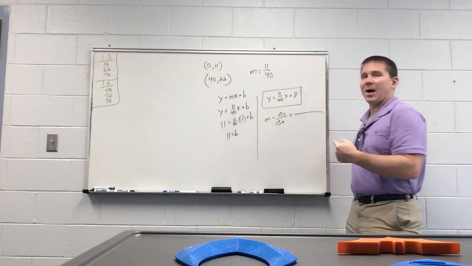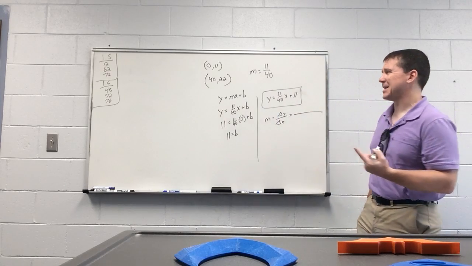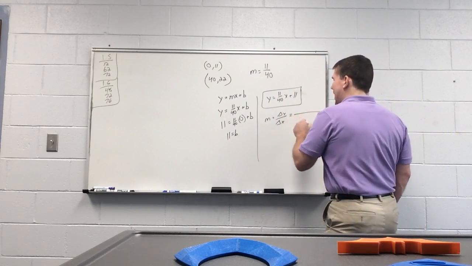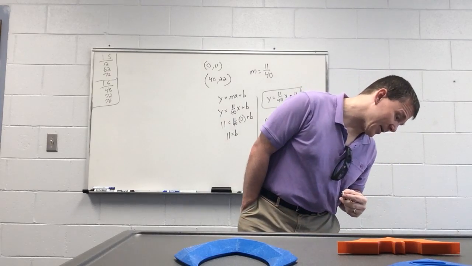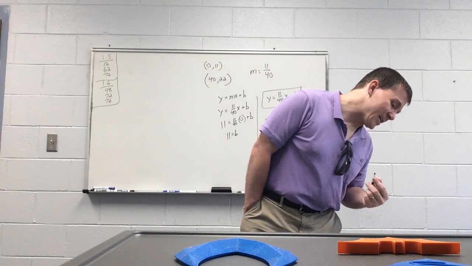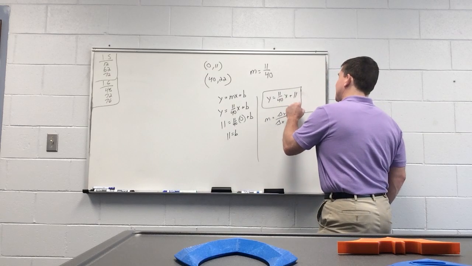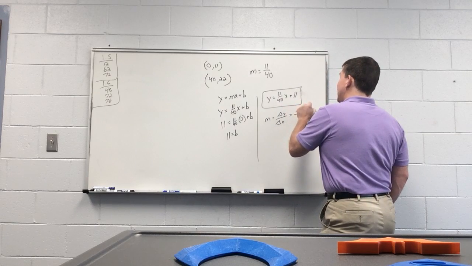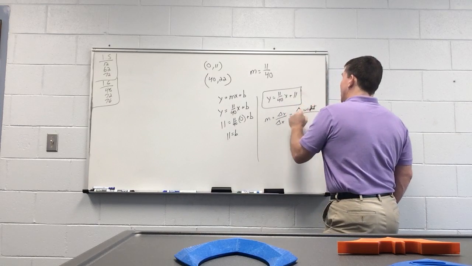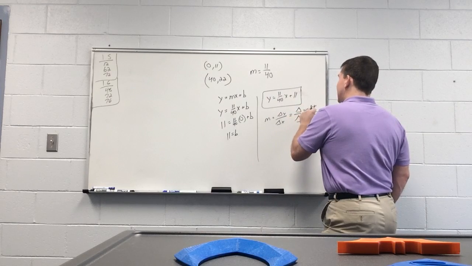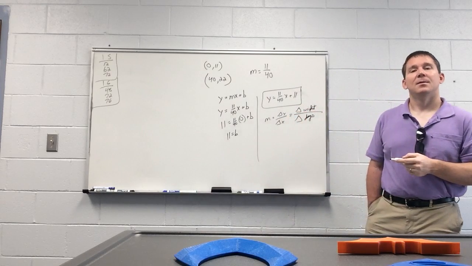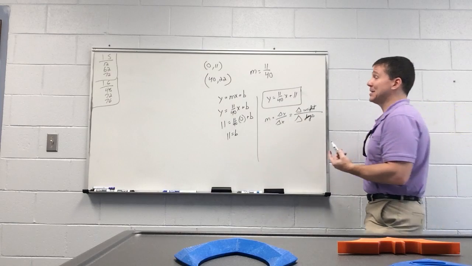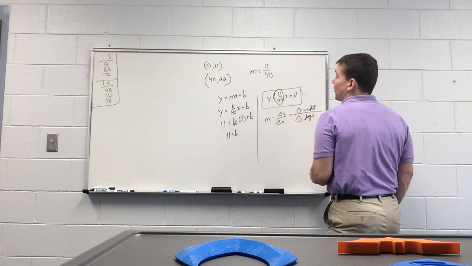Now on any given problem, just figure out where y and x are. For this, y is weight, correct? Y is weight, x is days after adoption. So it's change in weight over change in days. Now in context, what does that mean? My slope is 11 over 40.